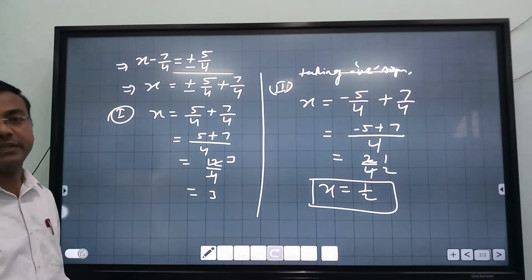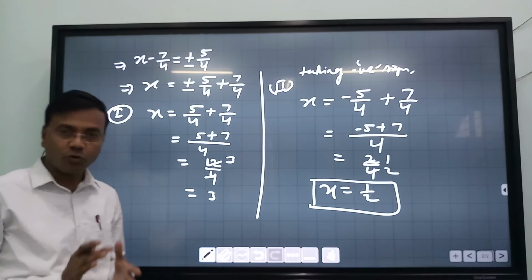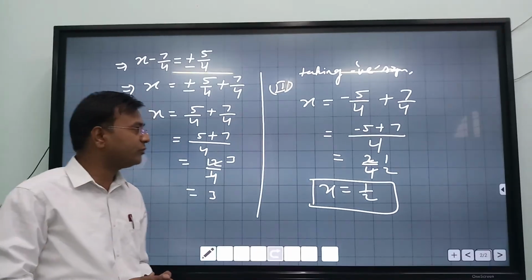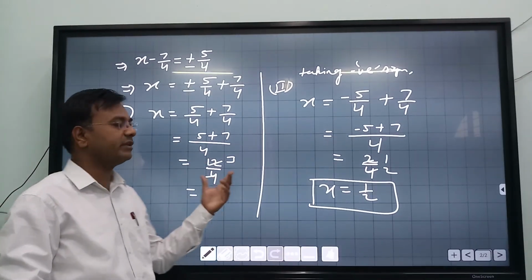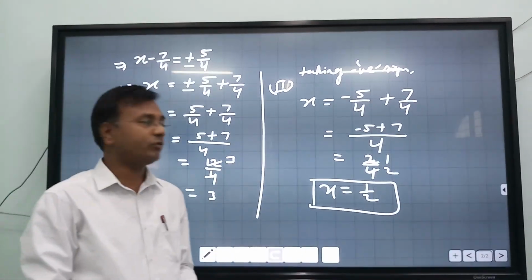So this is the completing the square method. I hope you got this method, and now you need to solve 4-5 questions given in NCERT related to this completing the square. And if you have any doubt, you can ask me.